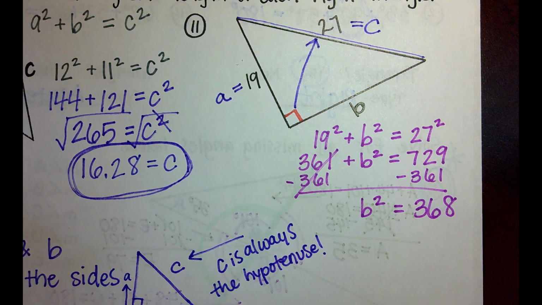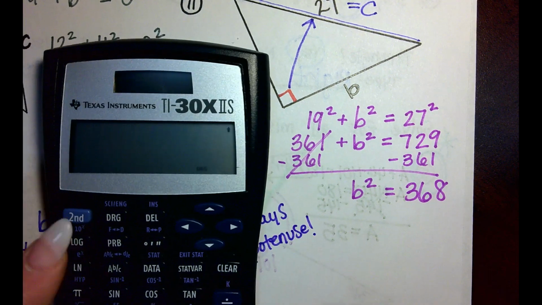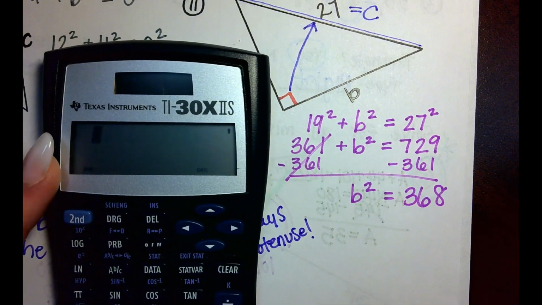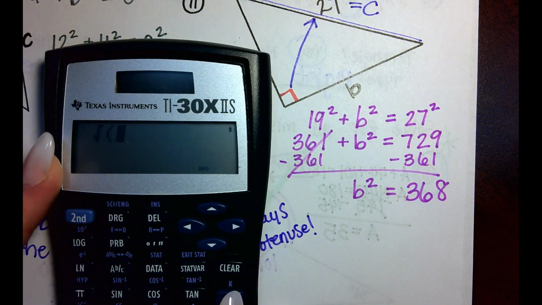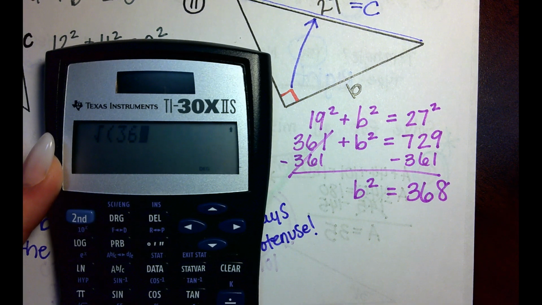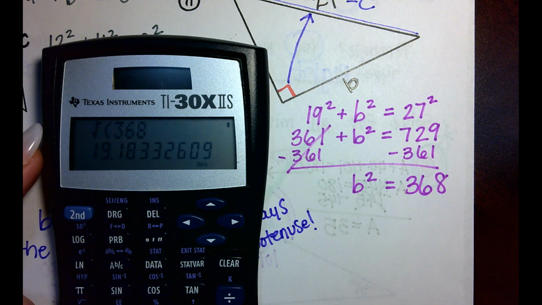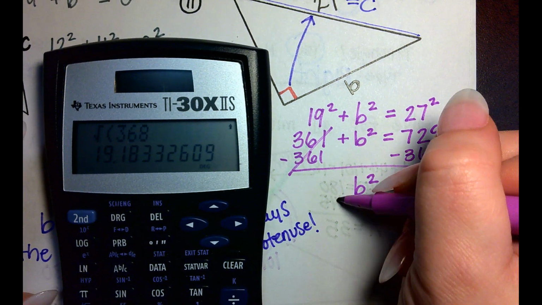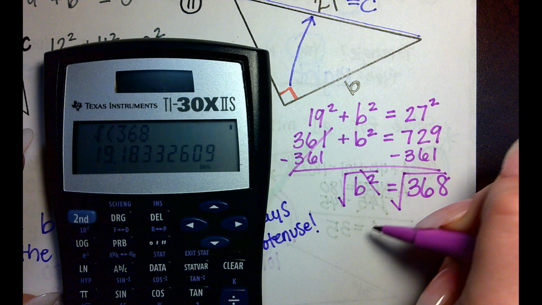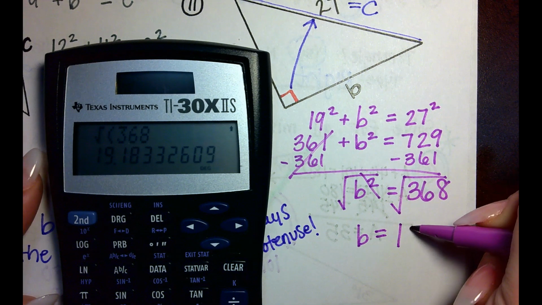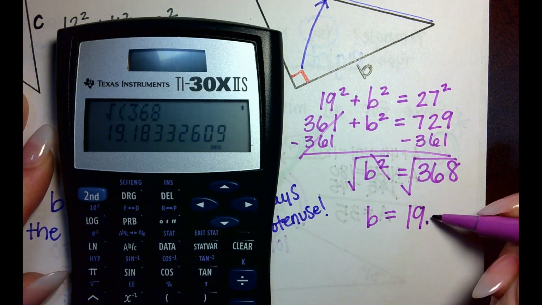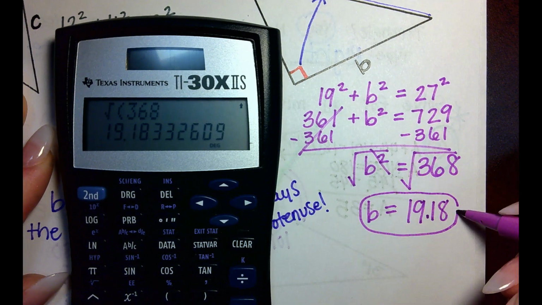And now I have to find B. How do I do that? Square root it. Good. So remember, second on your calculator, the blue button, go down to x squared, and the little square root symbol should pop up. 19.18. You are right. Good. And then we circle our answer.